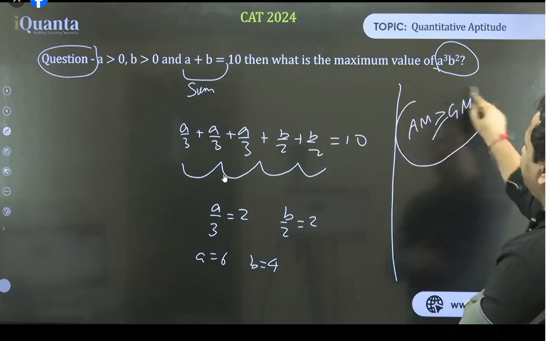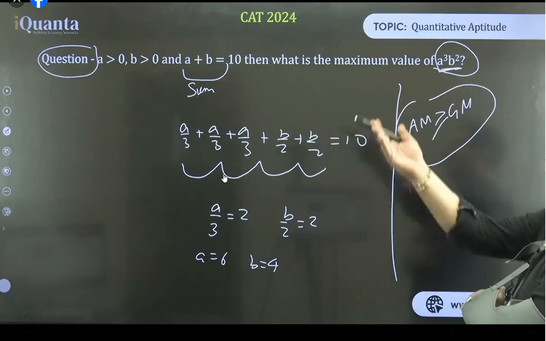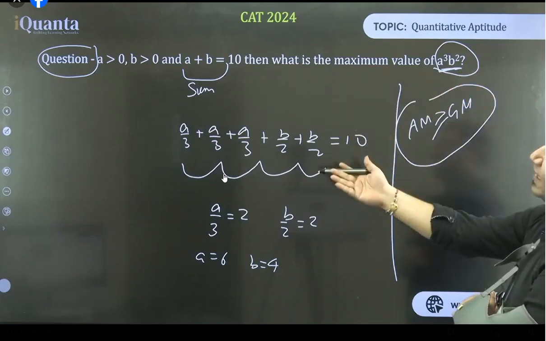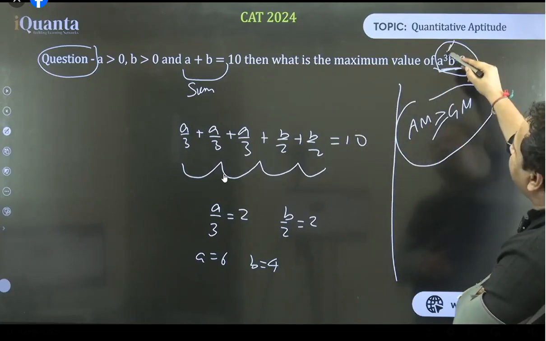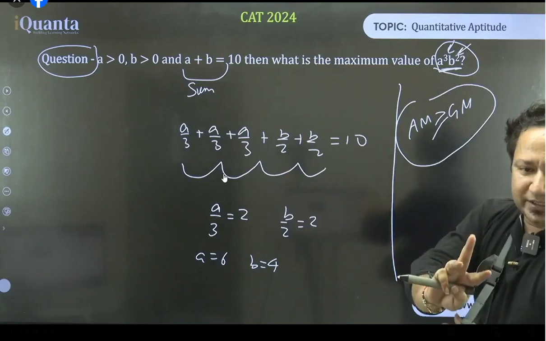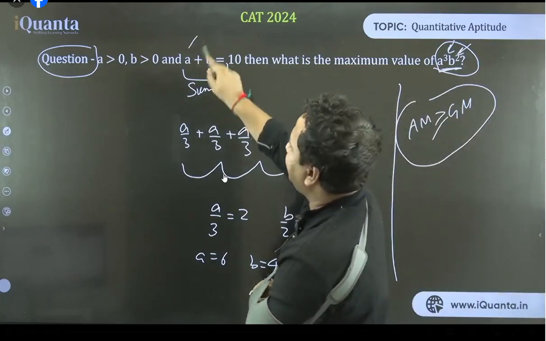So they will be equal when things are equal. So we just explained that if the sum is constant, product is maximized when the values are as close as possible. तो यहाँ पे क्या देखना है आपको? There are 3 A's and there are 2 B's. 3 A's and 2 B's. Here we have only 1 A and 1 B. Do you get it?